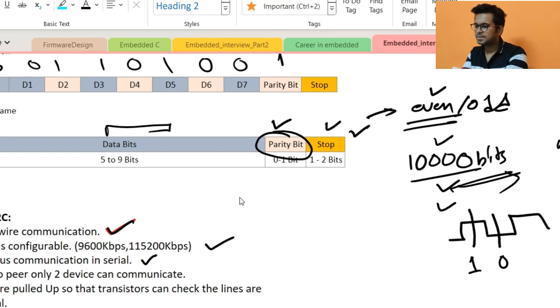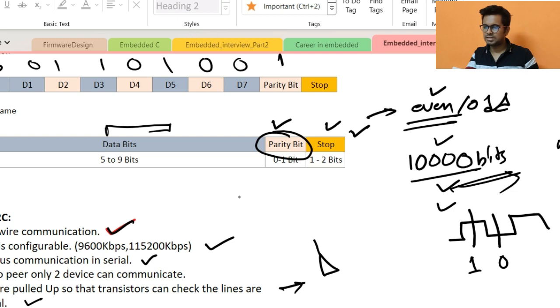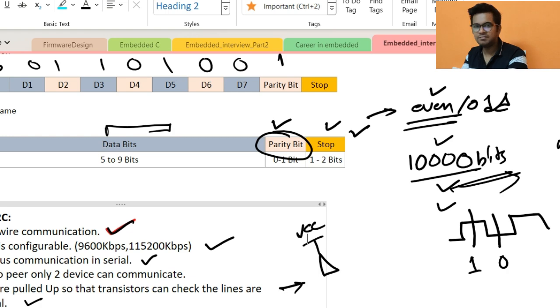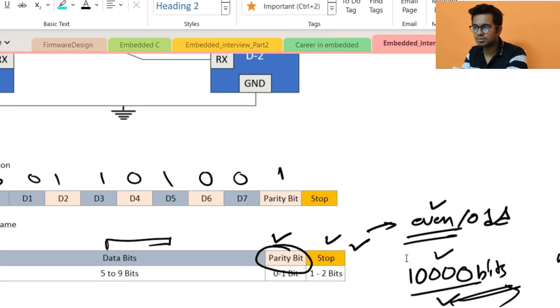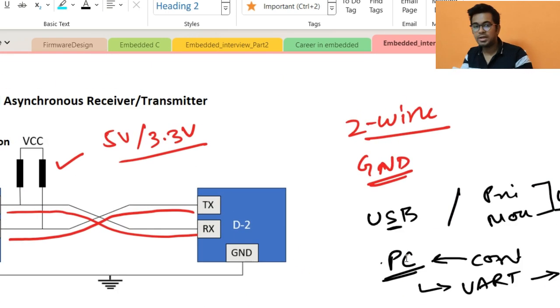Okay. Now the next thing is, as I told, both the lines are pulled up so that it understands that the lines are operational. That's the only reason it is pulled up, so that the lines are considered operational. Then data can be sent and received at the same time. This is a very important thing in UART communication. Why is UART used so frequently? You see, there is a dedicated line for TX to transmit the data.